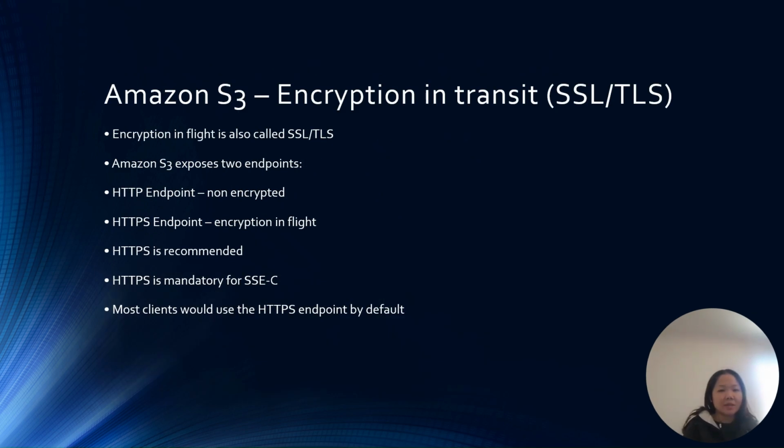Amazon S3 encryption in transit, also called SSL/TLS. Amazon S3 exposes two endpoints: the HTTP endpoint, which is non-encrypted, and the HTTPS endpoint, which provides encryption in flight. HTTPS is recommended, and HTTPS is mandatory for SSE-C. Most clients use the HTTPS endpoint by default.